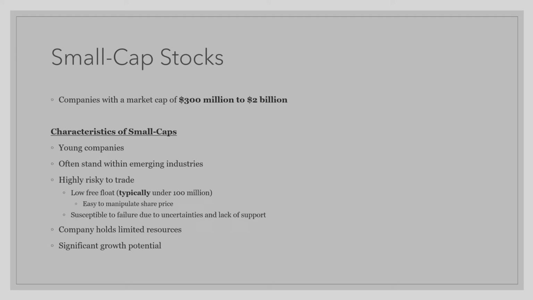Now that you have a greater understanding of market capitalization, we can begin breaking down the different types of stocks, starting with small cap stocks. Small caps are companies with a market cap between $300 million and $2 billion.